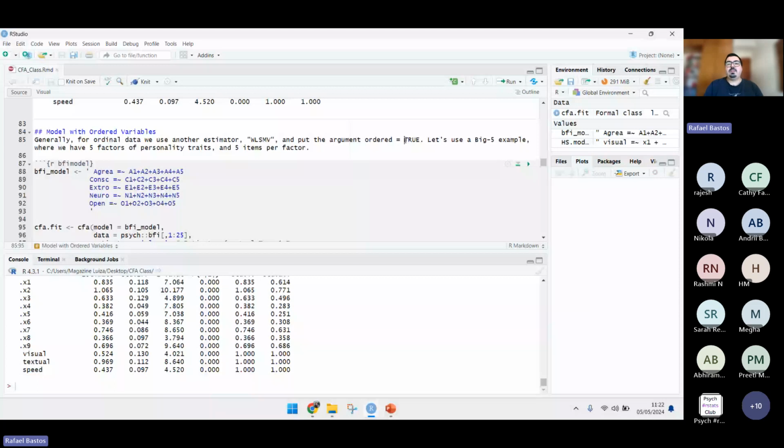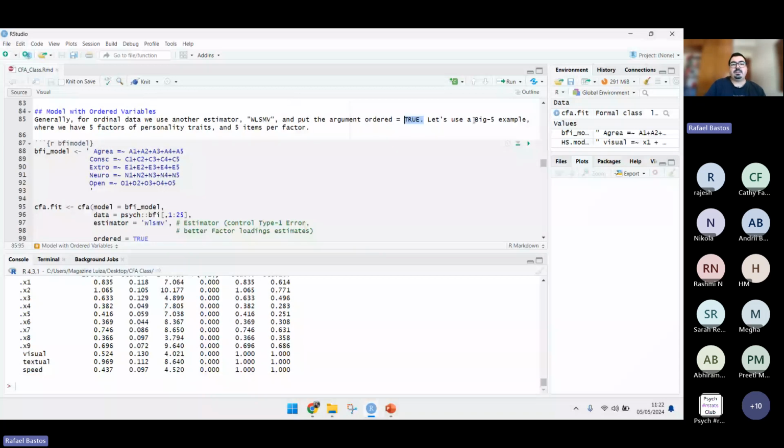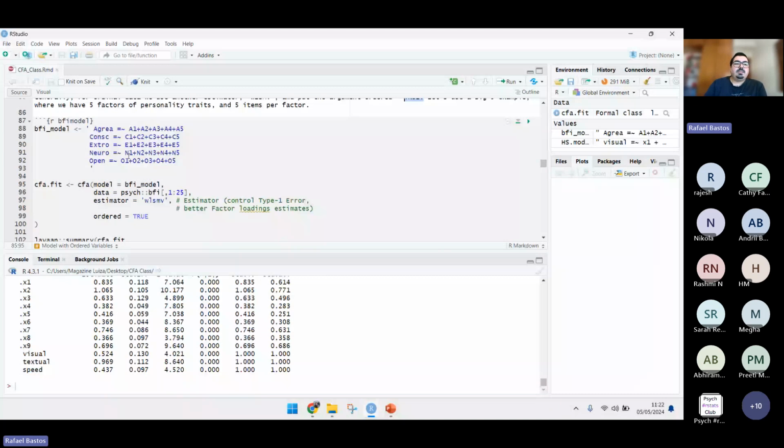So we'll use an example from the Big Five, which is the 5 factors of personality traits. And this data set is from the psych package. So we have 5 items for each factor. So we set up this factor here. The agreeableness factor is composed of items A1, A2, A3, A4, and A5. And the same logic follows for the other factors: conscientiousness, extroversion, neuroticism, and openness.